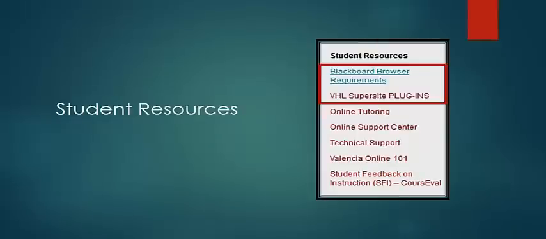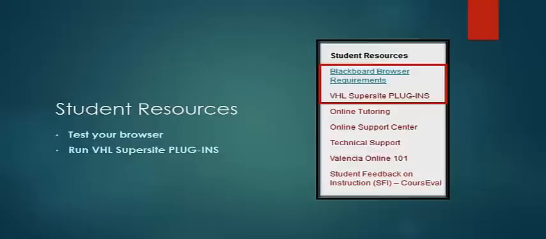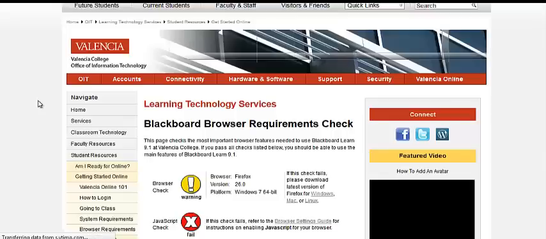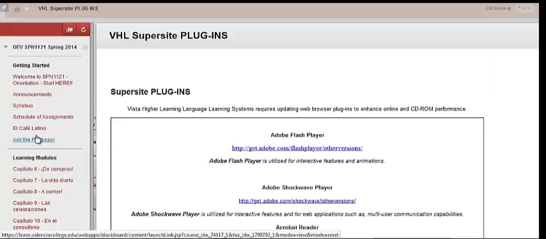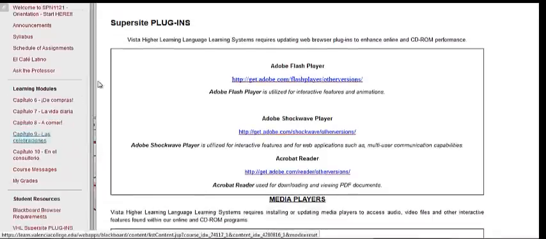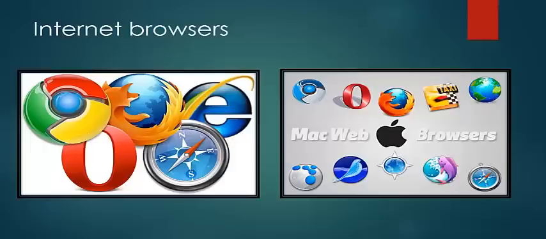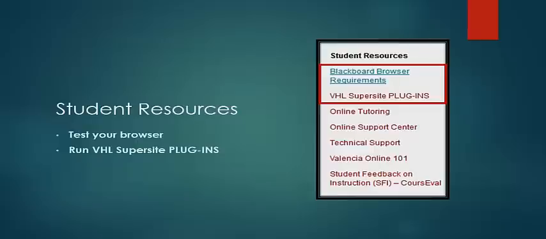The last section is Student Resources. You do not need to access this section regularly, but I do recommend that you do the following. Select the first link and run the browser requirement scan, and select the second link, VHL Supersite Plugins, and verify that you have all the programs listed installed on your computer and ready to run. For an easier experience using Blackboard, use Mozilla Firefox instead of Internet Explorer. You can use any browser you like, just make sure that you run the Blackboard and the VHL plugins first.